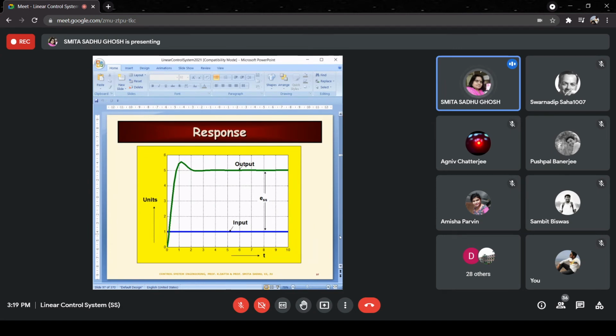As far as unity feedback systems are concerned, the concept of steady state error and error constants is very much applicable, and it gives you a feel for what is going to happen to the system, how closely the output is going to follow the input. Say, for example, if I have a constant steady state error, I understand that my output will not follow the input. There will always be a difference between the output and the input.